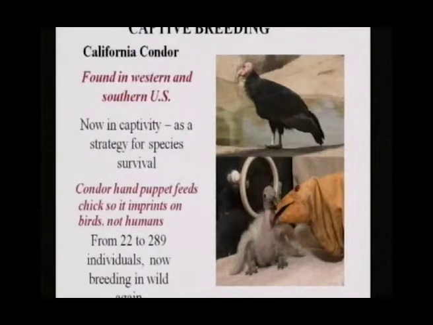Another success story of captive breeding, and the most important one, is the California condor. It is found in western and southern US, now in captivity as a strategy for species survival. In this photograph we are showing a condor hand puppet that feeds the chick, so it imprints on birds, not humans. In that way also it can be taken care of by captive breeding. From 22 to now 289 individuals are breeding in the wild again. That means because of captive breeding, 22 grew to 289 birds, which have been raised and then released into the wild.